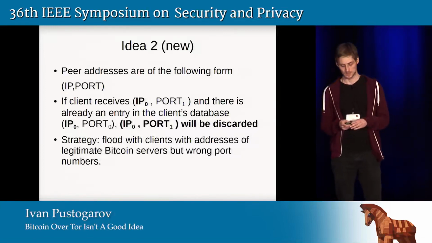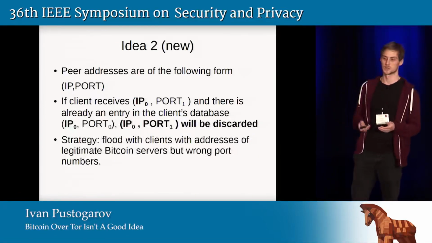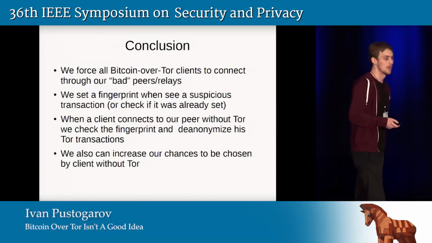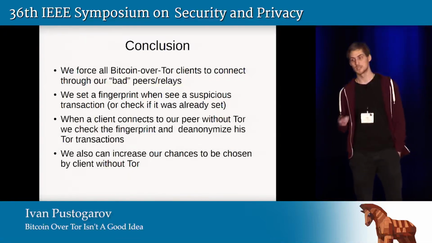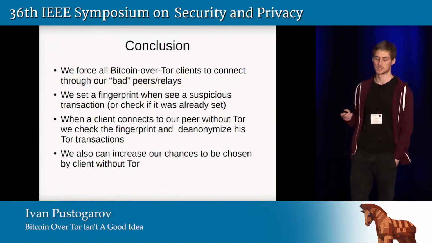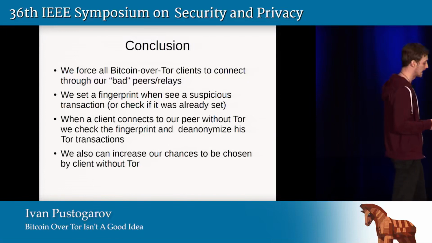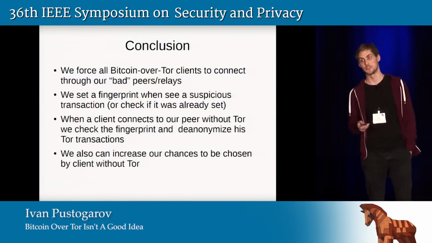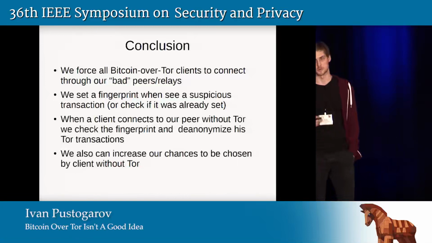So the wrong port number will stay in the database, and the client will not be able to connect to the network. In conclusion, we force all Bitcoin over Tor clients to connect through malicious peers, or relays. We can set the fingerprint on their computers, which allows us to de-anonymize them. And we also know how to increase the chances that the client connects to malicious Bitcoin peers, which allows us to refresh the fingerprint or request the known fingerprints from the Bitcoin clients.